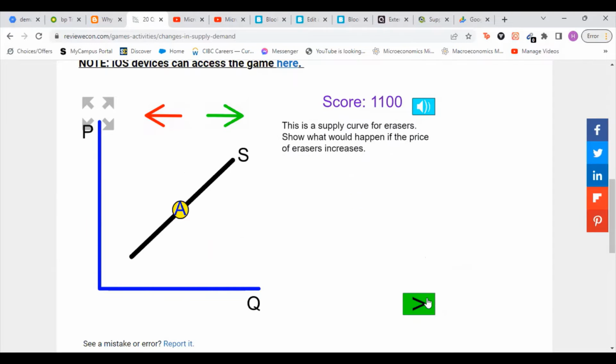And the supply curve for erasers, show what will happen if the price of erasers increases. What would happen?